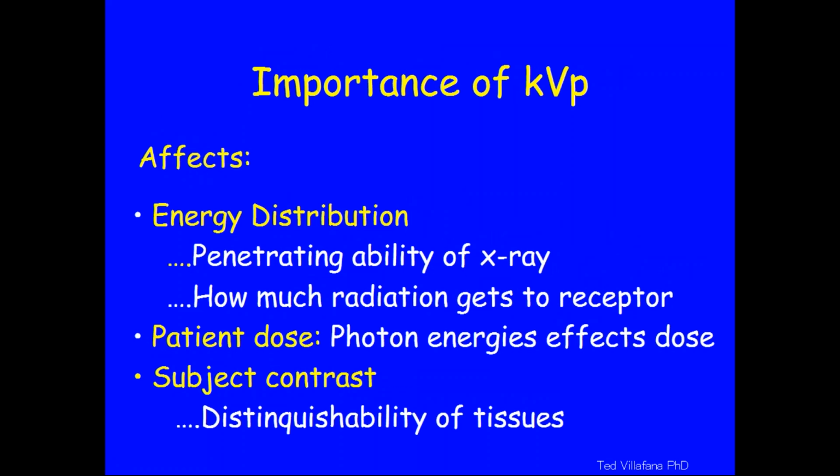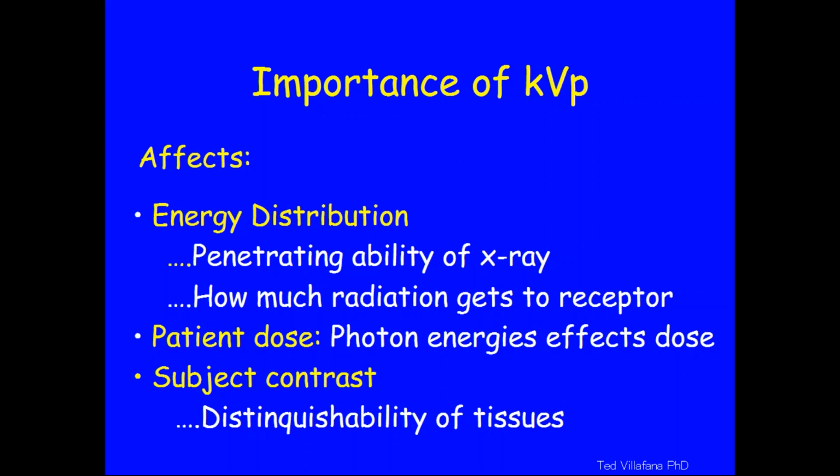Okay, let's look at some importance of kVp then before we move on. Remember that kVp determines the penetrating ability of the X-ray machine, and it also determines how much radiation is being produced, right? Higher kV means more radiation produced. Patient dose is going to be affected by photon energies over here, as we've just discussed. And how about subject contrast? Remember that subject contrast was a function of how distinguishable the tissues are.